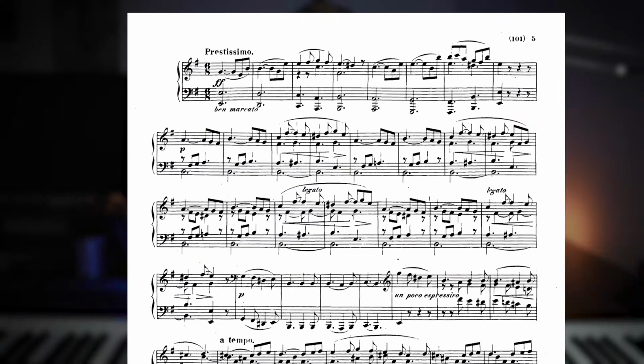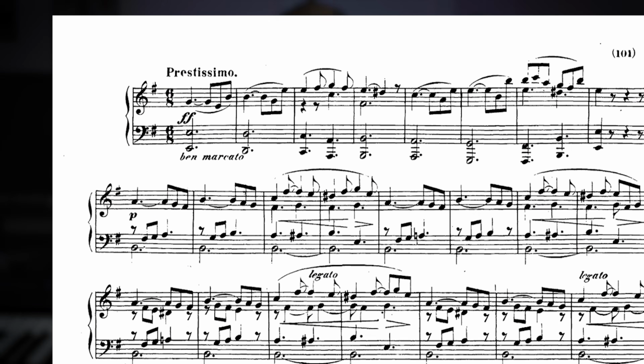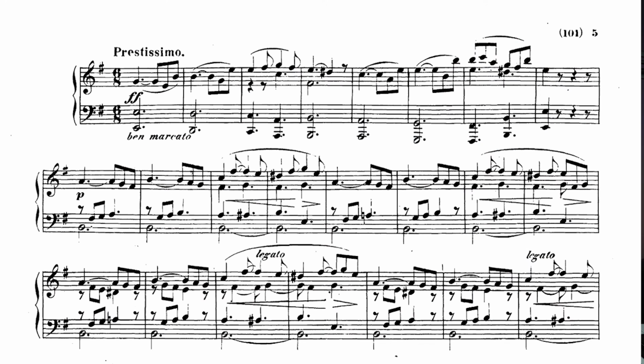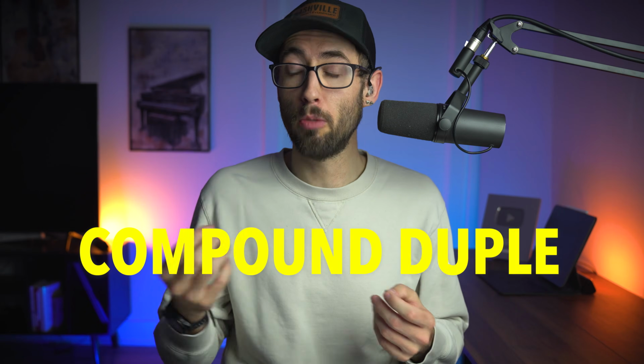This piece is in 6/8, and in this piece, 8th notes are grouped into 3s, which makes it a compound time signature. And because we can fit 2 of these groups within a bar, that makes it a compound duple time signature.